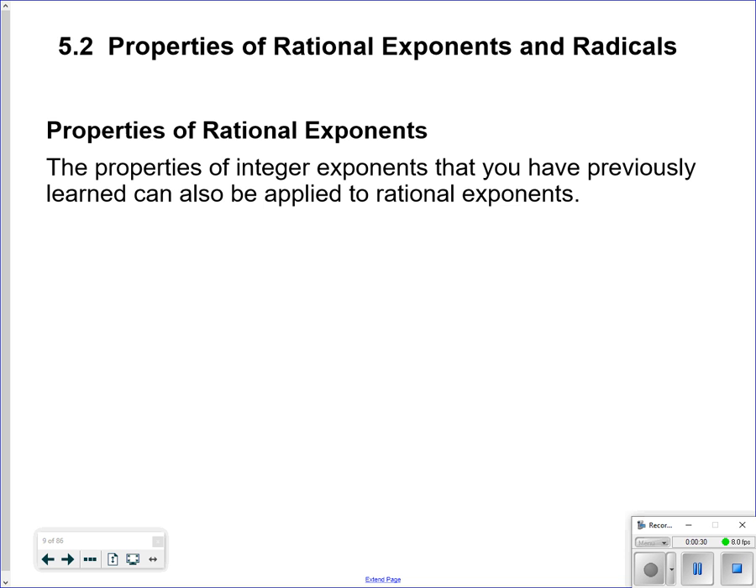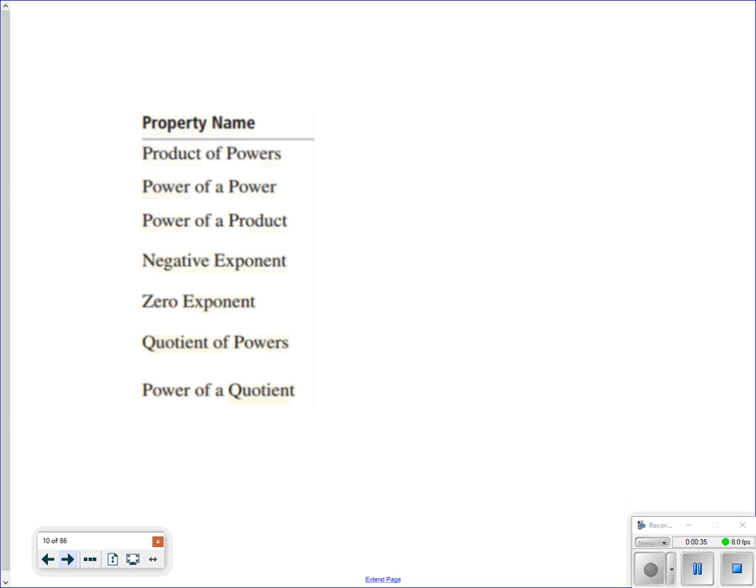So the next slide is off script. It's not in your notes. You're just going to watch. Power of a power. Back when you were in Algebra 1, if you had x squared times x to the fourth, you would add the exponents and get x to the sixth. So that's product of powers.